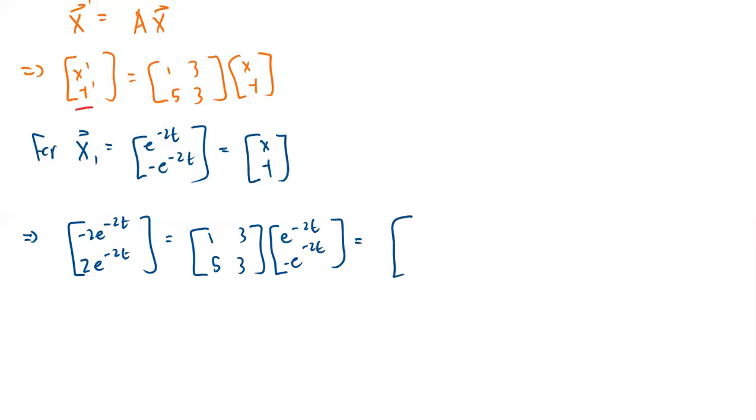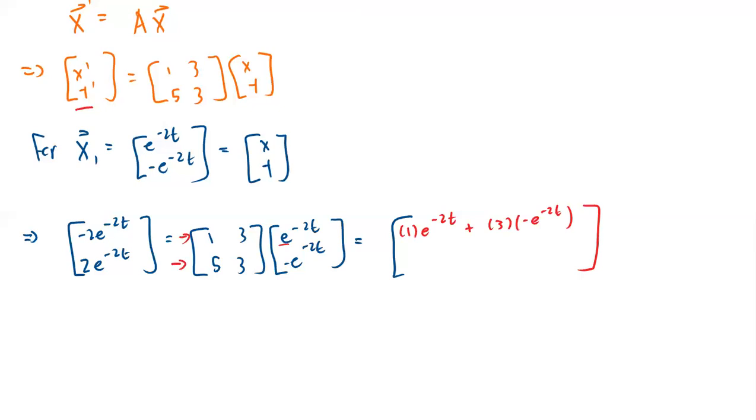So let's do this matrix vector multiplication. Working row by row, the first entry is going to be the first entry in row 1 times the first entry in the vector, that's 1 times e to the negative 2t, plus the first entry in row 1 times the second entry in the vector, that's 3 times negative e to the negative 2t, and that's the first entry in the resulting vector.